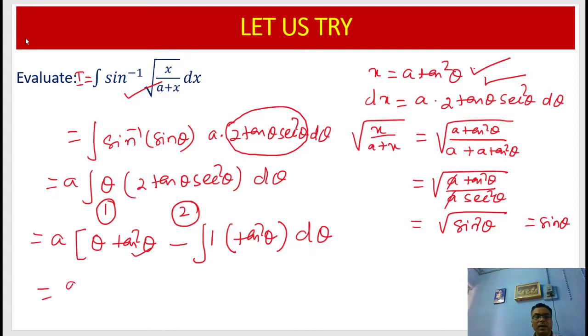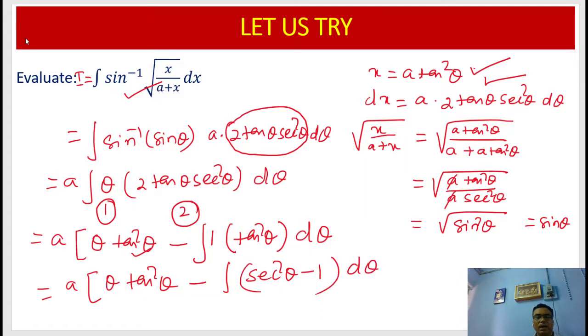Now it is a theta tan square theta minus. Can I do tan square theta integration directly? Obviously no. I will have to write this as sec square theta minus 1 d theta. Now this is a into theta tan square theta minus. Integration of sec square theta is tan theta, and integration of 1 is theta, plus c.